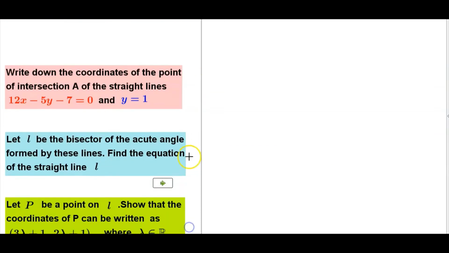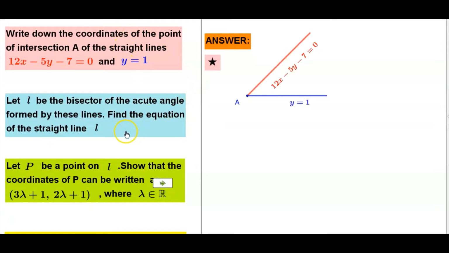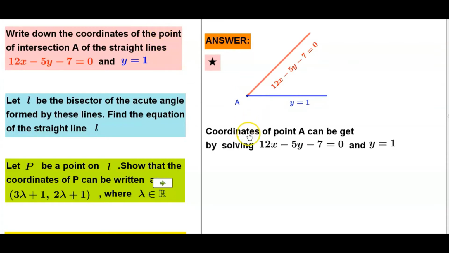Answer for this question. Two lines are given: 12x minus 5y minus 7 equals 0 and another line y equals 1. These two lines intersect at point A. Now we want to find the coordinates of this point A. The coordinates of point A can be found by solving these two equations, 12x minus 5y minus 7 equals 0 and y equals 1.